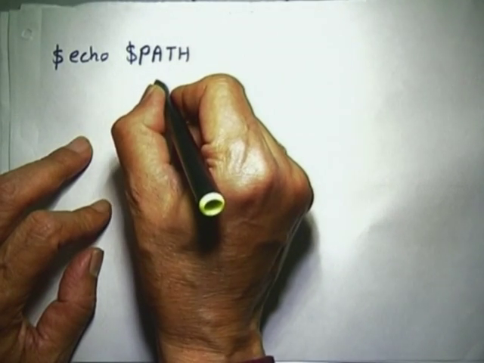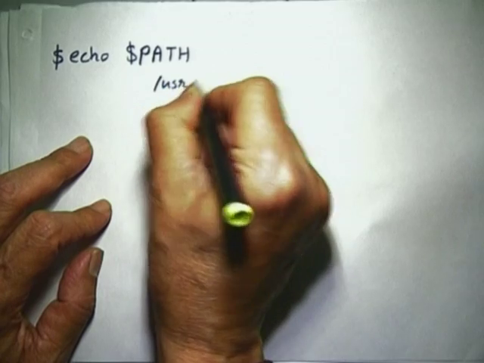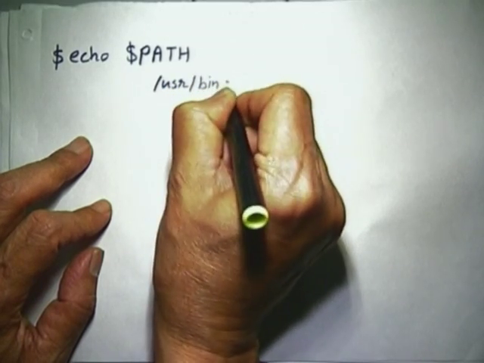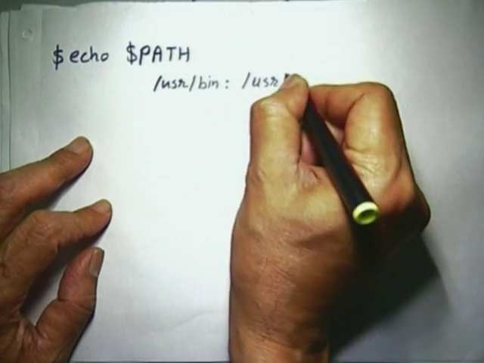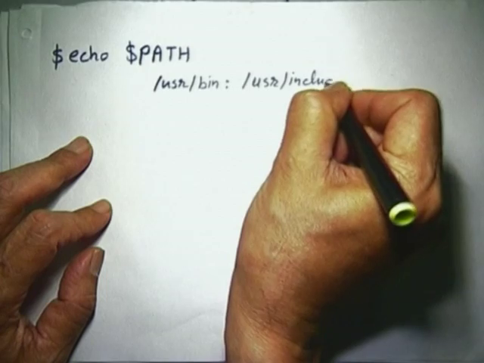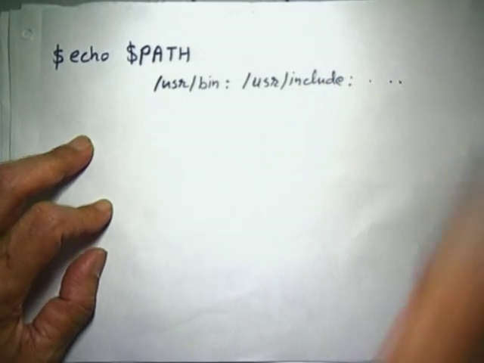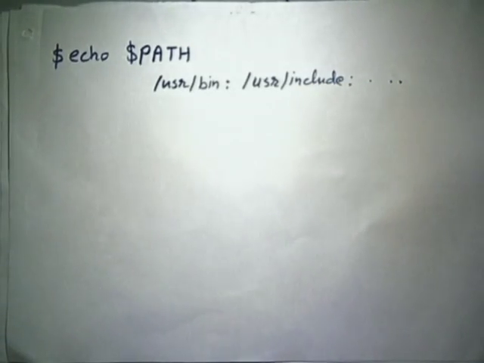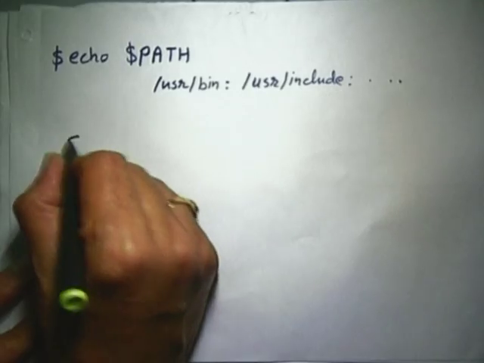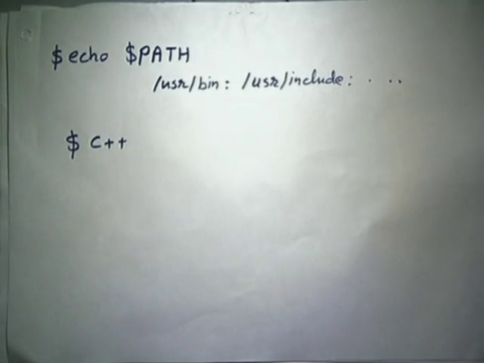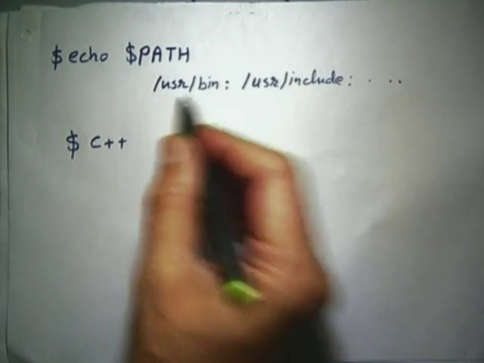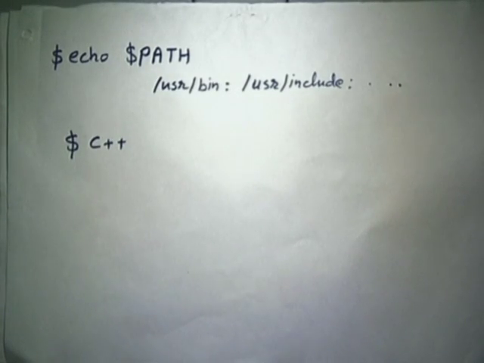So you will have, for example, /usr/bin:/usr/include:, etc., etc. This path is nothing but identification of separate subdirectories and directories in the file system in which the command that you give here is to be located. So when you say C++, for example, where is C++? C++ will be found either here or here or here or somewhere.